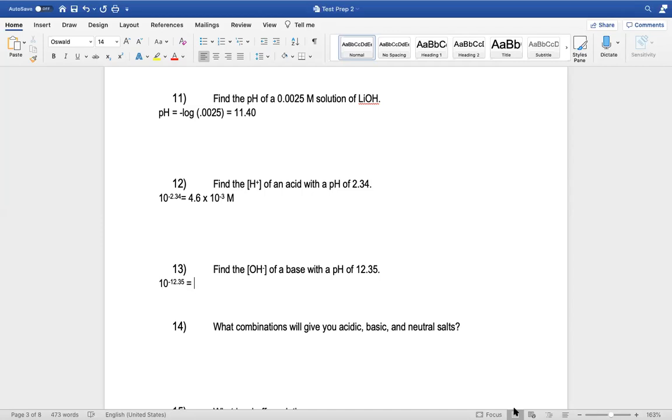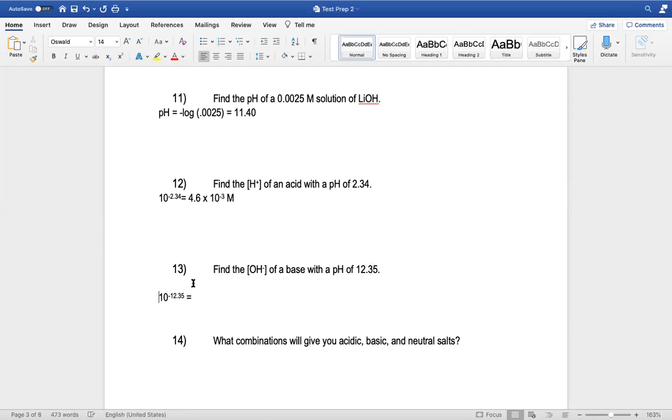There we go. Okay. Remember, if you have an acid right here, then you're solving for pH. But this is the pH, so you need to use the pOH. So before we do this right here, we need to take the pH and find the pOH. So the pOH is equal to 14 minus the pH.